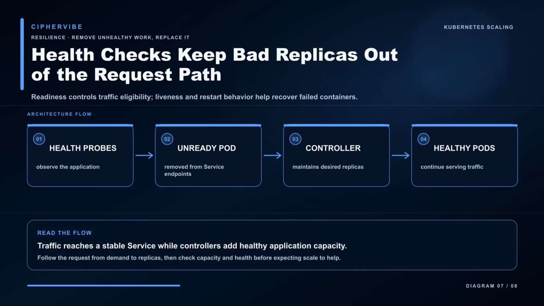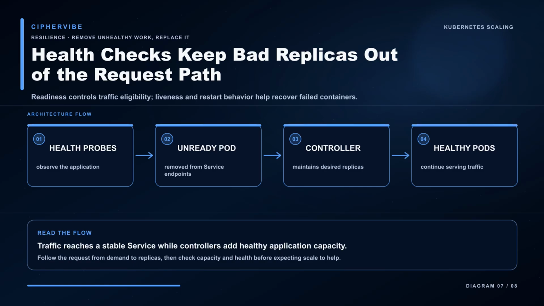Autoscaling is only one part of availability. A cluster also has to respond when an application copy becomes unhealthy. Kubernetes supports several kinds of probes with different meanings. A startup probe can give a slow application time to initialize. A readiness probe tells Kubernetes whether a pod should receive service traffic. A liveness probe can indicate when a stuck container should be restarted, although it must be configured carefully because an aggressive probe can cause avoidable restarts.